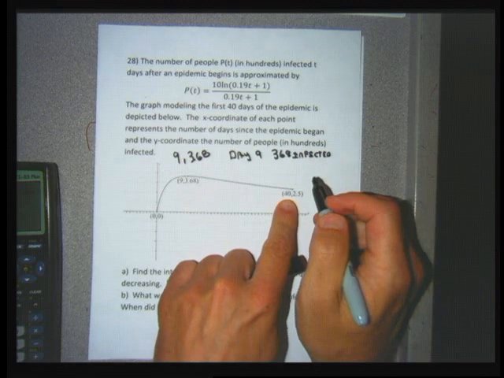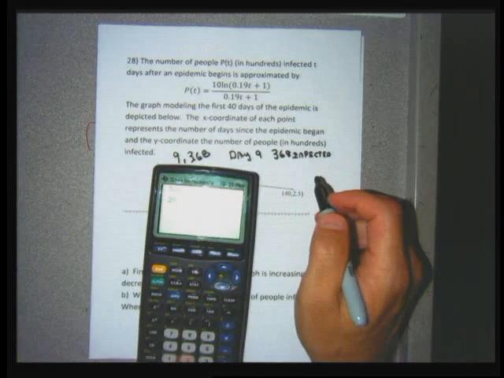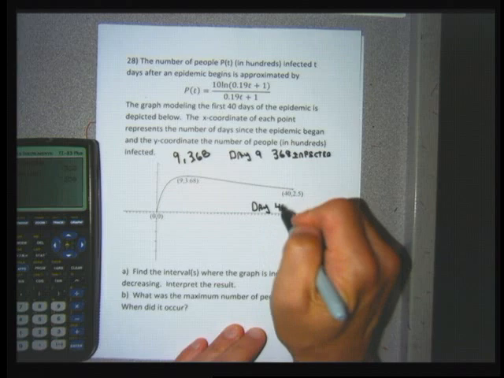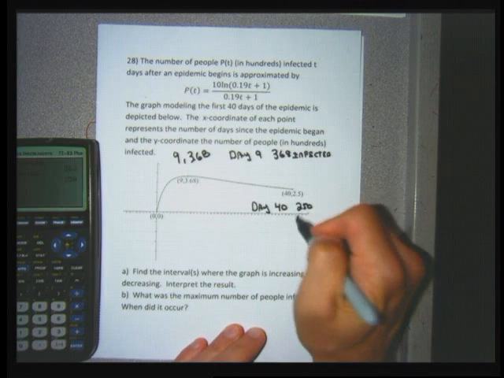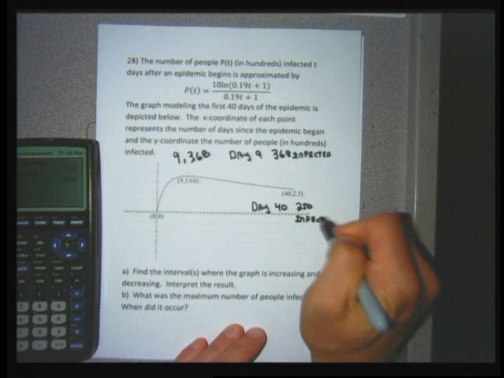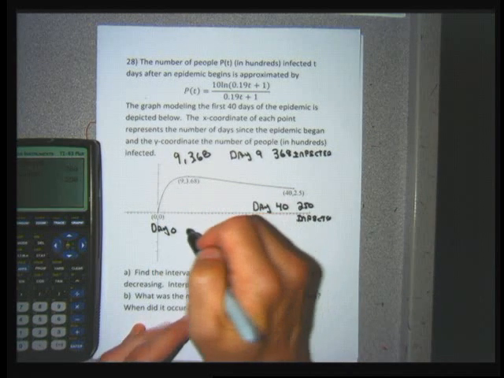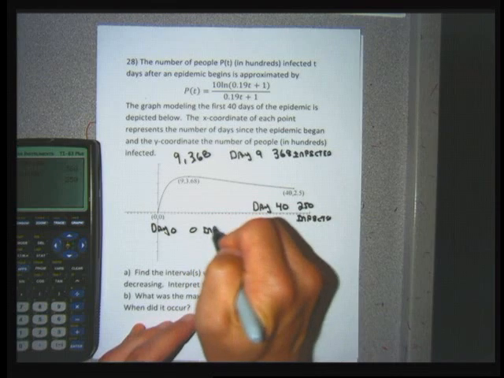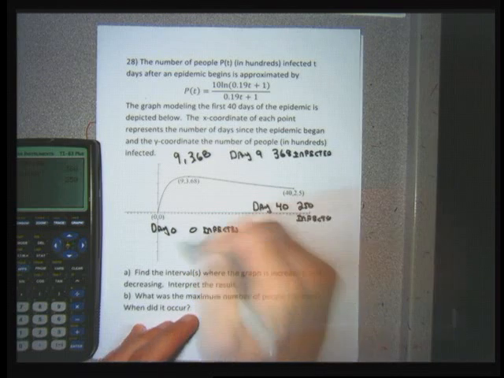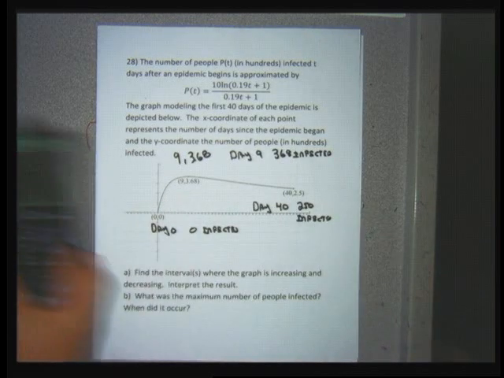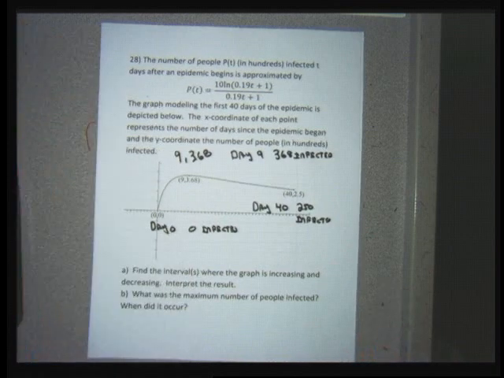This point right here, 40 comma 2.5, if I multiply 2.5 by 100, which is multiplying the y coordinate by 100, this says at day 40, 250 people are infected. And this point here says at day 0, before the epidemic started, nobody had it. But on day 1, somebody got it, and then we go through this cycle of the people getting the disease, and the number of people getting the disease goes up, and then less and less people have it.